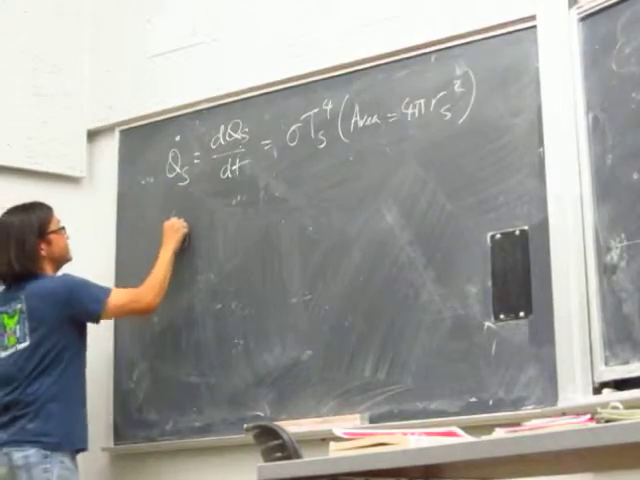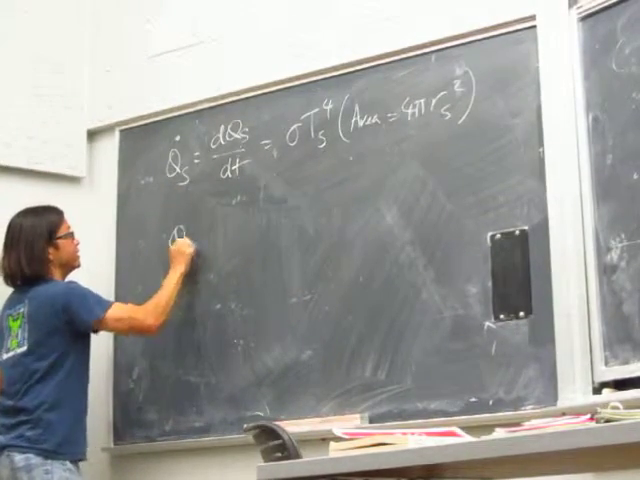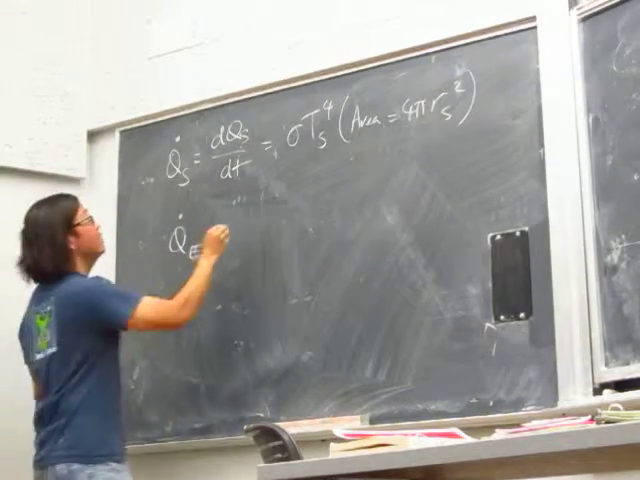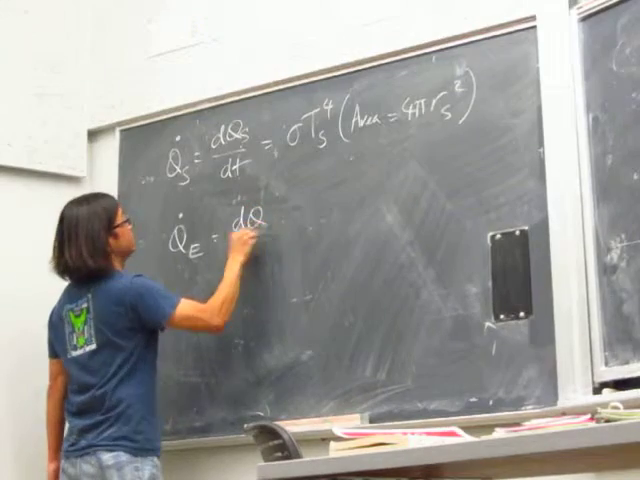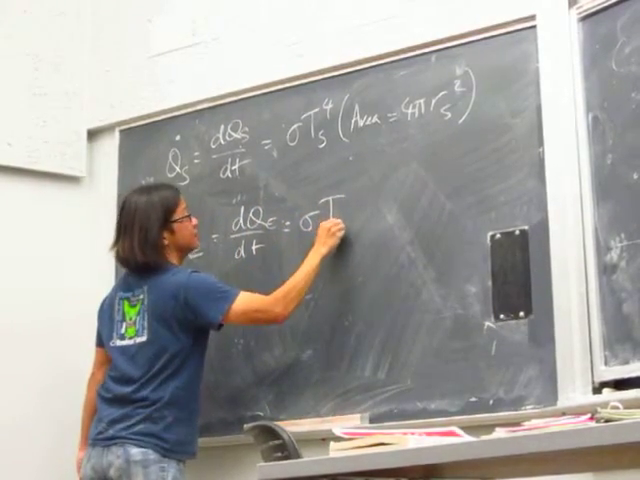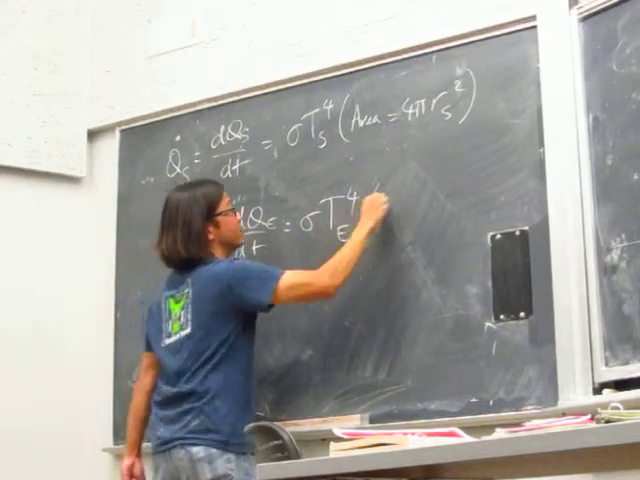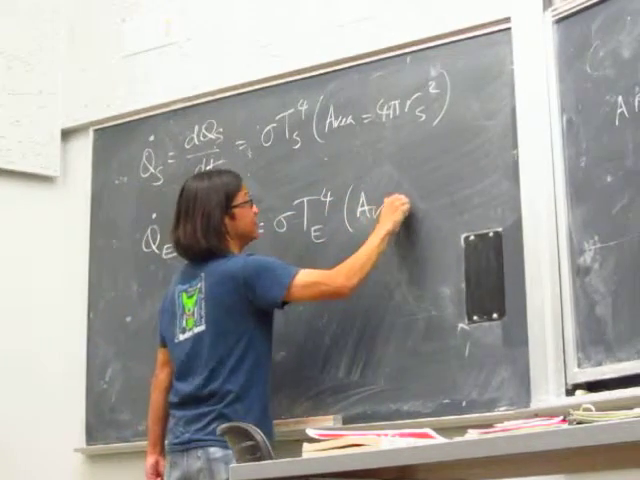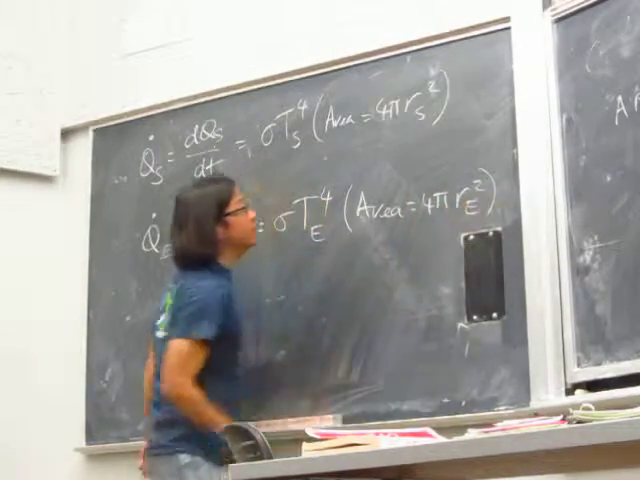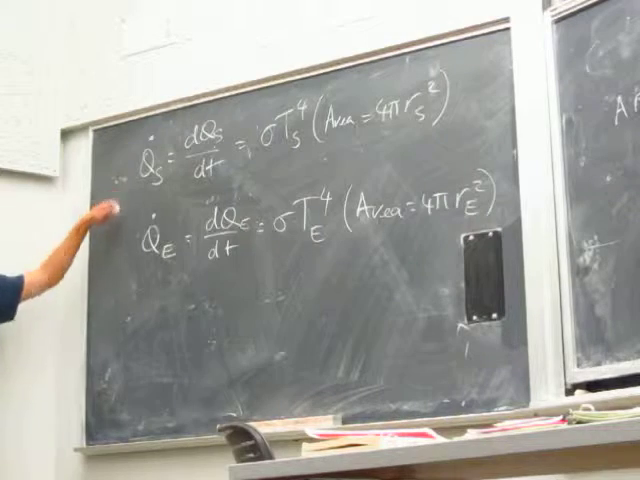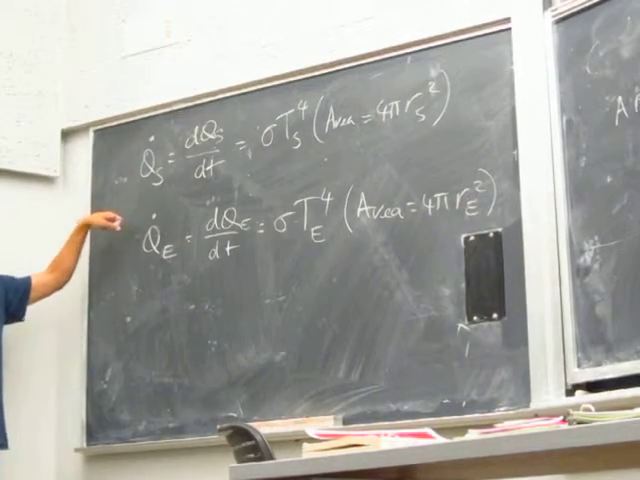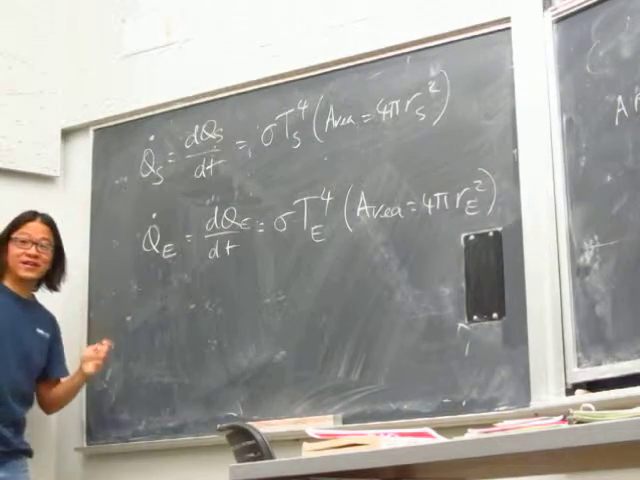Okay, and the radiation given off by the Earth is given by dQ Earth over dt, sigma T Earth to the power of 4 times the area of the Earth, which is 4 pi R E squared. Right? So in equilibrium, these two are the same, right? Or is that not true? It's not true, right? No.